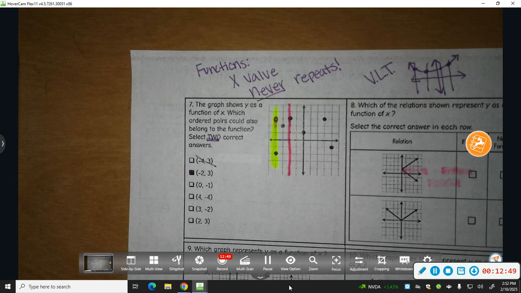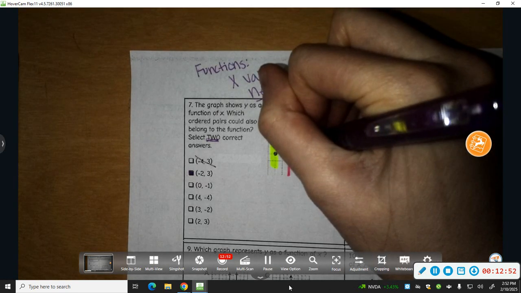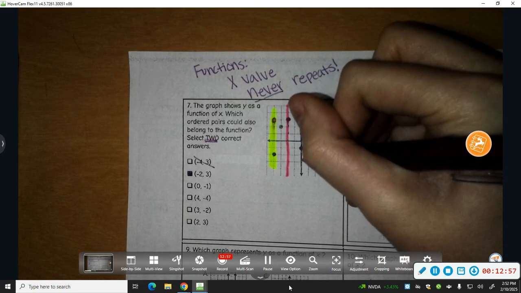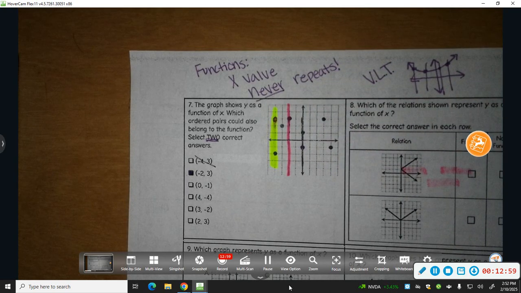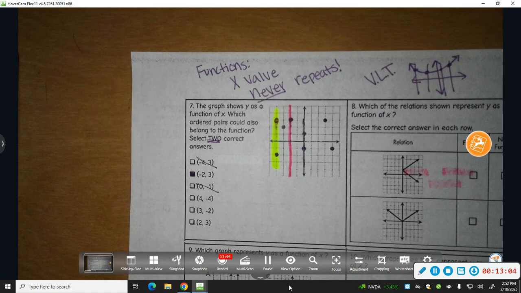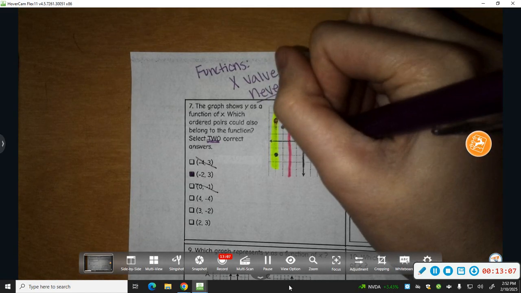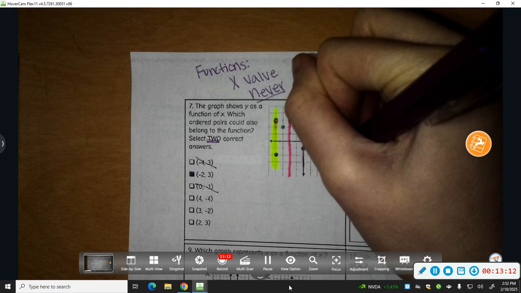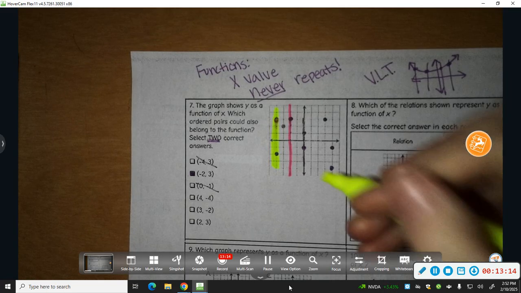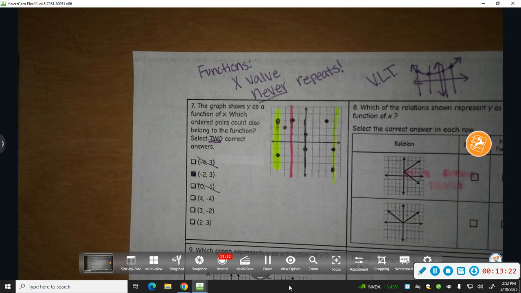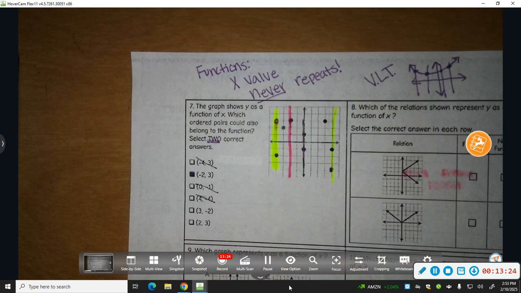So if I did 0, -1, I'd go to 0 and down 1. If I plot a point there and then I check to see if there's any other x values there, there sure is. That line's going to touch 2 points, so it cannot be a function. If I do 4, -4, 1, 2, 3, 4, 1, 2, 3, 4, and I plot a point, and then I check to make sure there's not any on that line, there is one on that line. It's going to touch in 2 points. It cannot be a function if it touches more than once. So I can mark that one out as well.